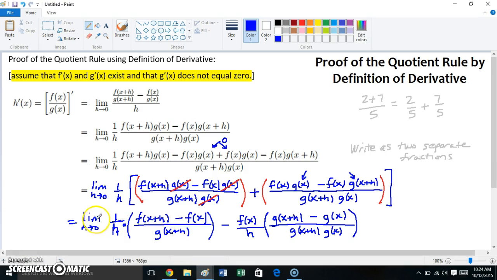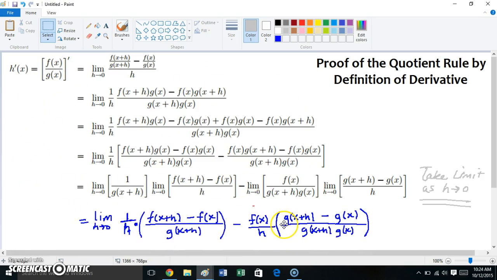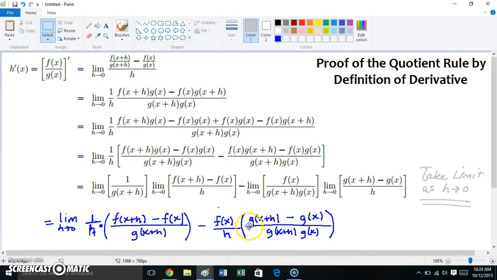So let me come back here, and I just want to copy this so you can see what's happened. So remember, from this, we did a little reducing and factoring, and now we're just going to rearrange how these pieces look. So just double check that we have everything. We are going to swap the locations of h and g of x plus h. So here we have 1 over g of x plus h. Now we have f of x plus h minus f of x all over h.